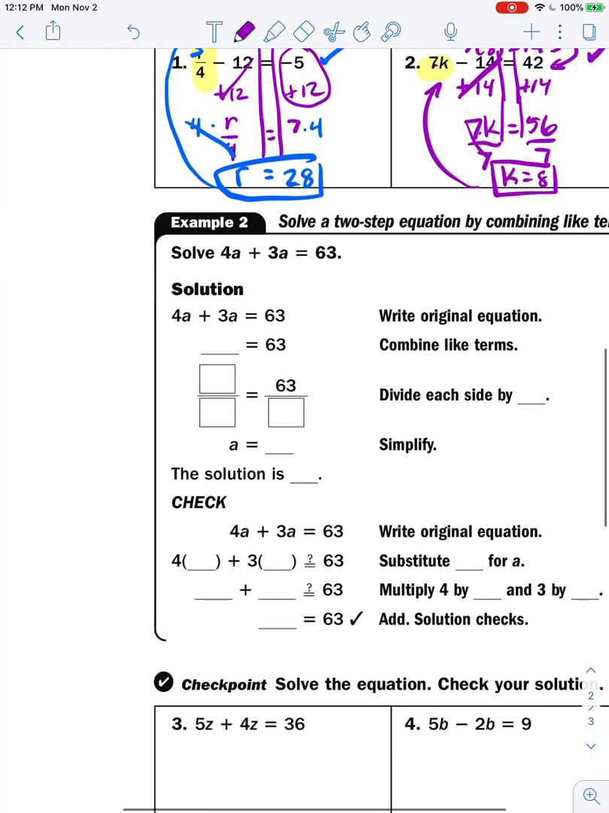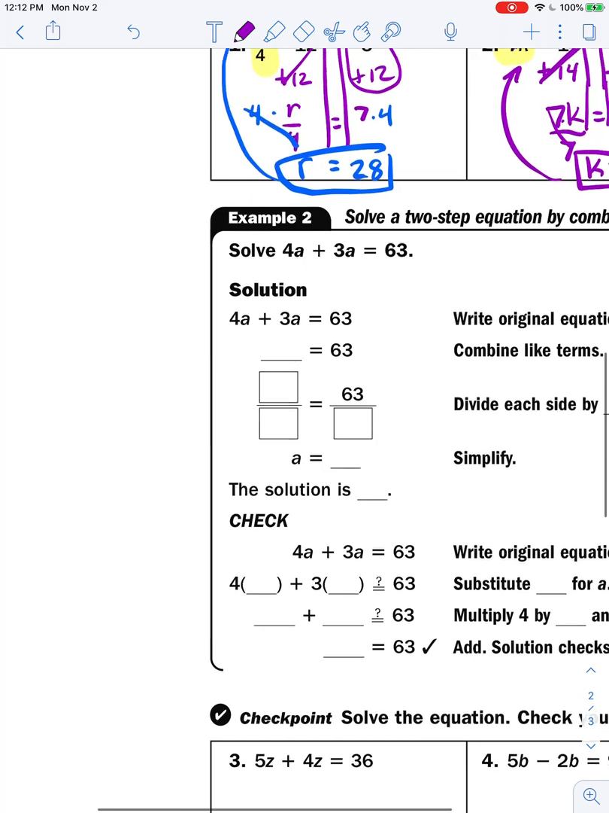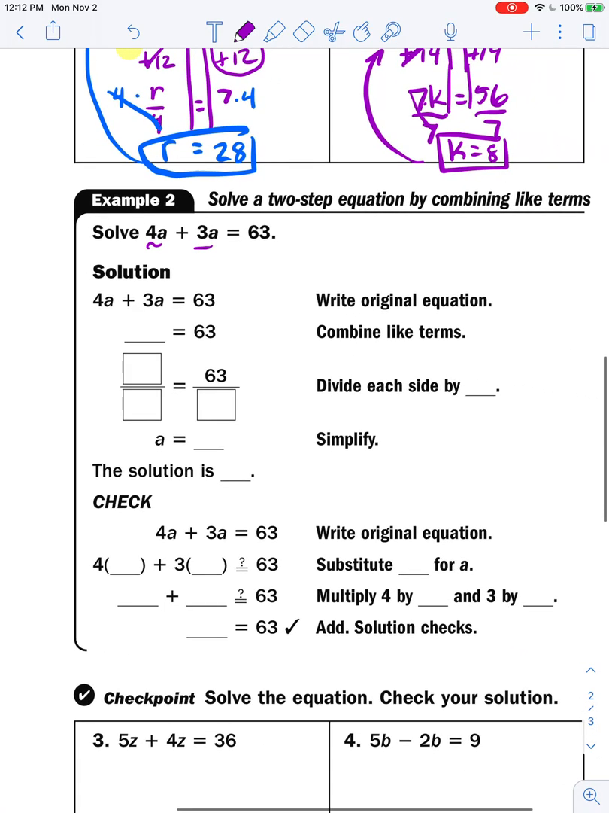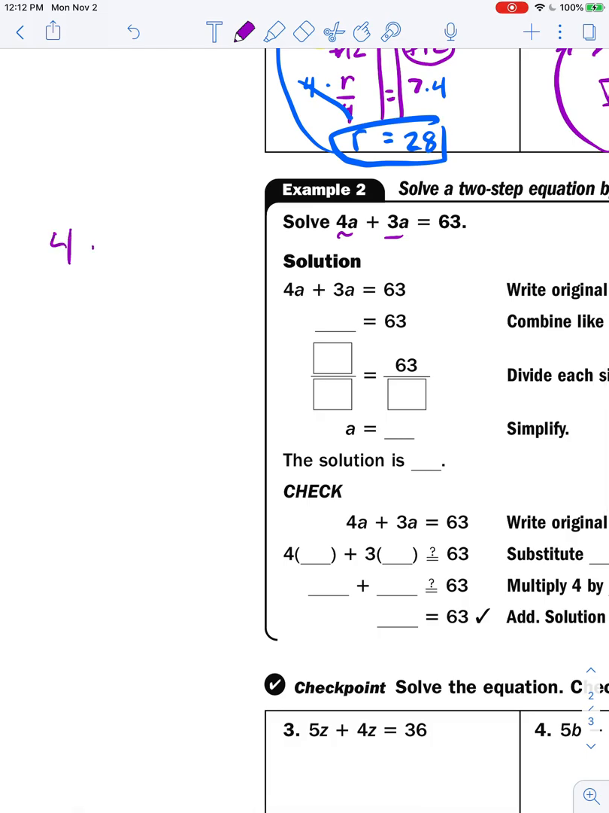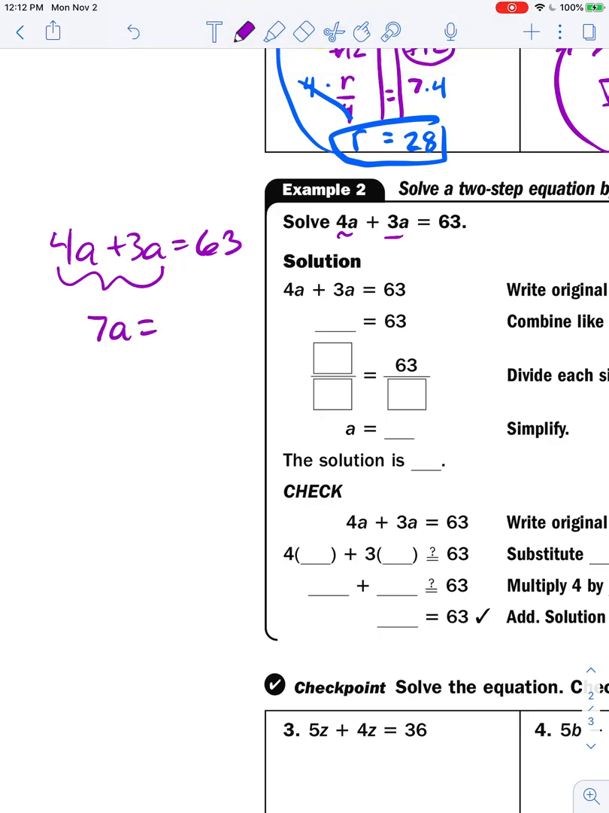All right, so this one still has two steps, but the two steps are a little bit different, because the variable that I'm trying to solve for is in both parts. So now we're going to be going back to what we've done in the past, which is combining like terms. And so you're going to put them together before you can do anything else. So 4a plus 3a equals 63. I'm going to go ahead and put these together. And since 4a plus 3a gives me 7a, that is what the left side of my equation becomes.